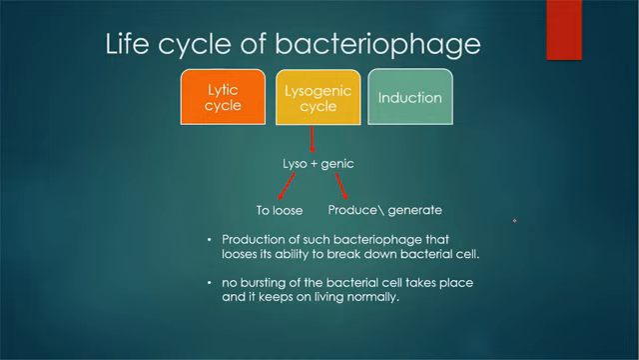The second life cycle of bacteriophage is lysogenic. The word lysogenic is made up of two words, lyso and genic. Lyso means to lose, and genic means to produce or to generate something. In other words, the lysogenic cycle involves the production of bacteriophages that lose their ability to break down the bacterial cells. So in the lysogenic cycle, no bursting of bacterial cells takes place and the bacteria keeps on living its life normally.